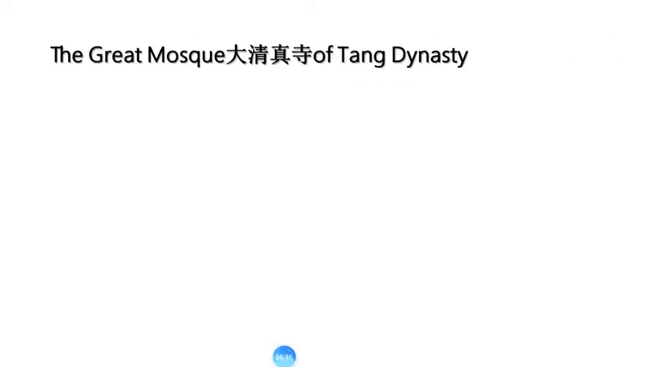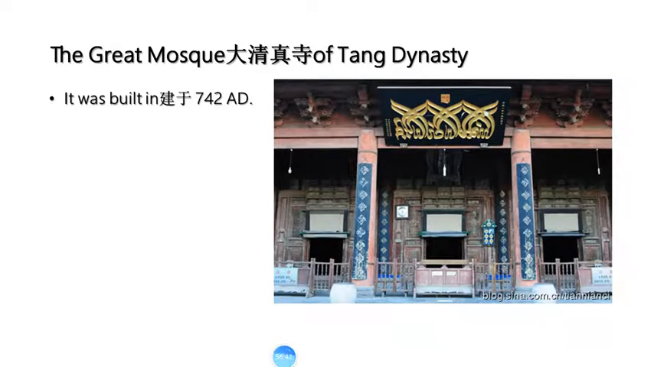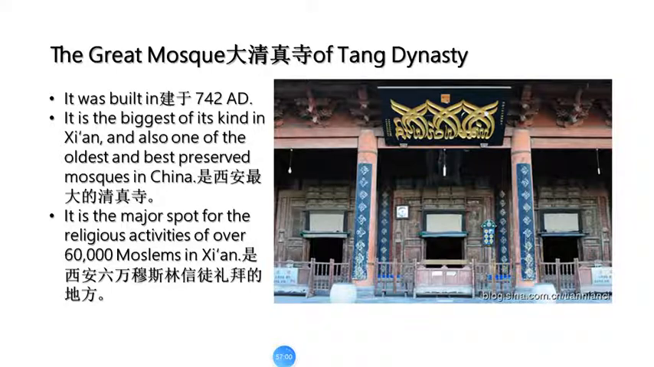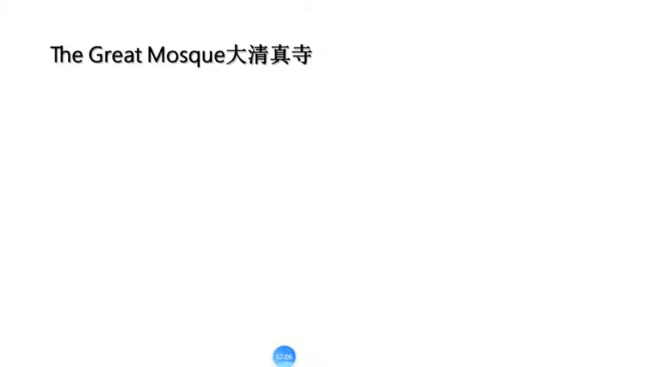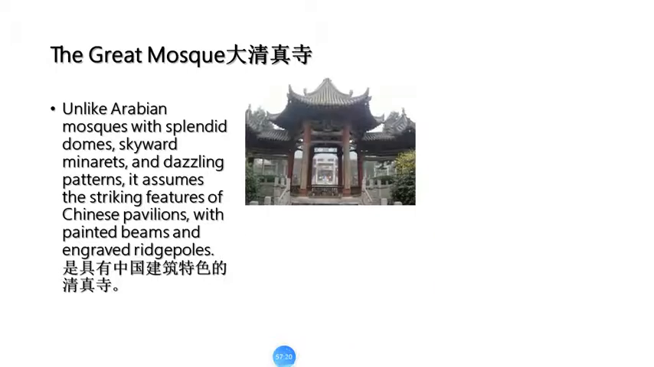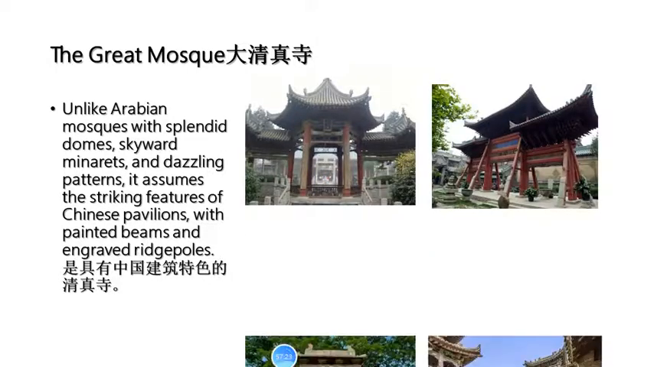The Great Mosque of the Tang Dynasty. It was built in 742 AD. It is the biggest of its kind in Xi'an, and also one of the oldest and best preserved mosques in China. It is a major spot for the religious activities of over 60,000 Muslims in Xi'an. Unlike Arabian mosques with splendid domes, skyward minarets, and dazzling patterns, it assumes the striking features of Chinese pavilions with painted beams and engraved ridgepoles.